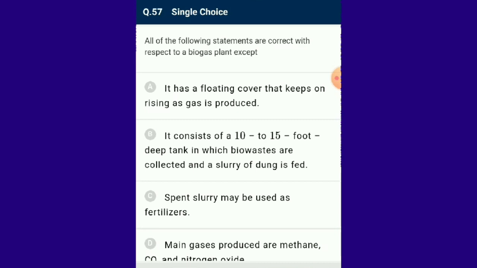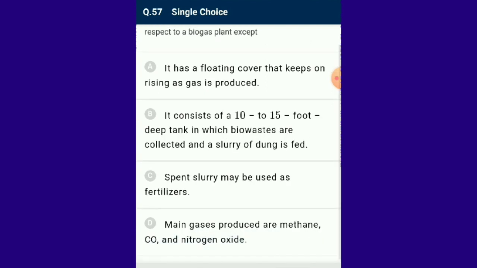All the following statements are correct with respect to biogas plant except. See the statement A. It has a floating cover that keeps on rising as gas is produced. Biogas is a mixture of gases containing predominantly methane, produced by microbial activity, and which may be used as fuel. The major component of biogas is methane, 50 to 70%, which is highly inflammable. Other gases are carbon dioxide, 30 to 40%, and a mixture of other gases, hydrogen, hydrogen sulfide, etc., 10%. So the answer for this question is option D.